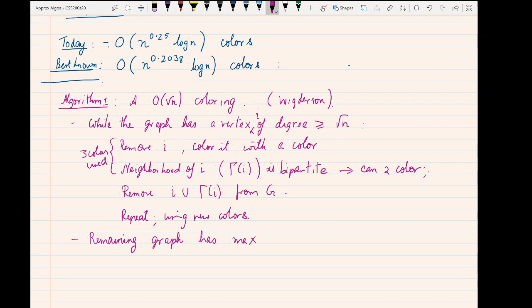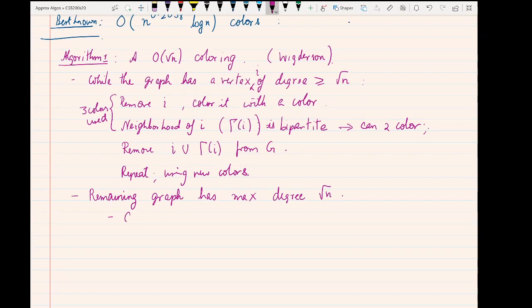So the remaining graph has maximum degree square root n, right? Or rather, maximum degree is square root n minus 1, so you can find a greedy coloring with square root n colors. So use square root n completely new colors and color the rest of the graph. So at the end of this process, how many colors have I used up?